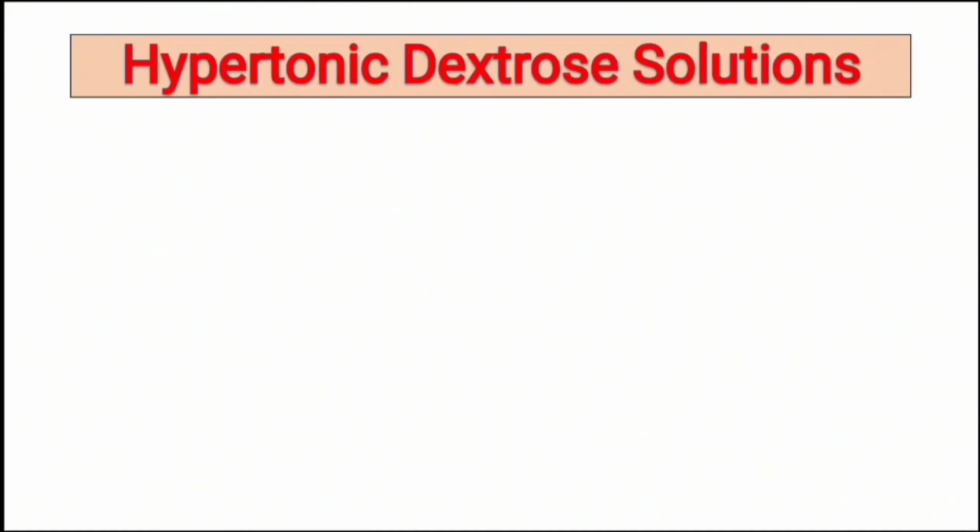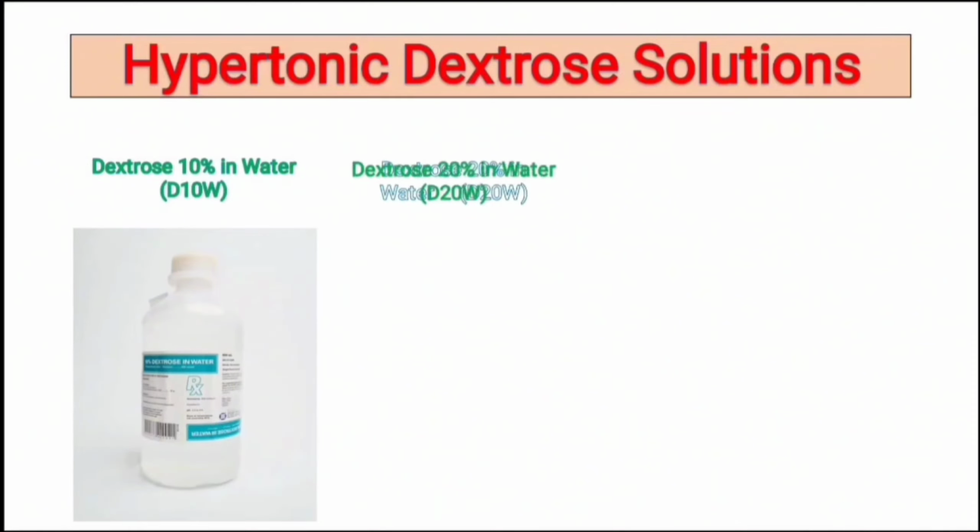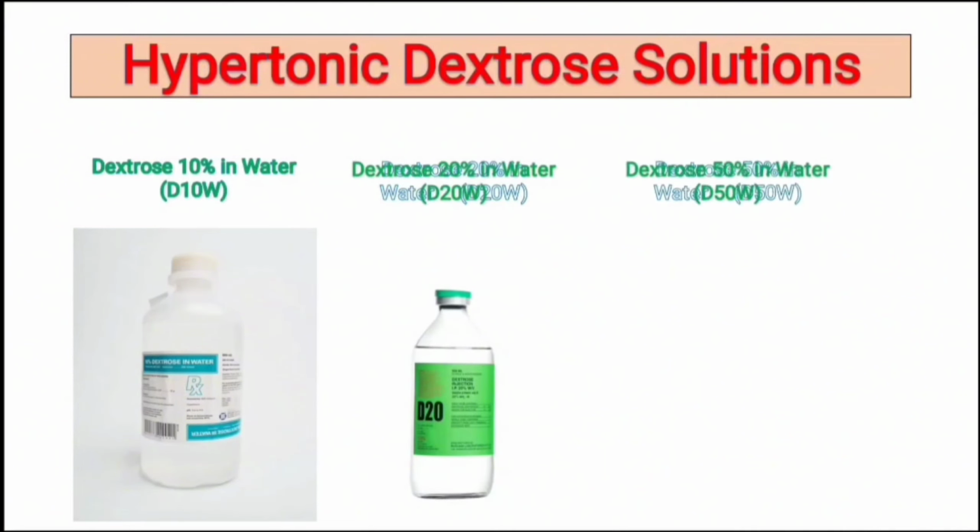Hypertonic dextrose solutions come in three forms: dextrose 10% in water, dextrose 20% in water, and dextrose 50% in water.